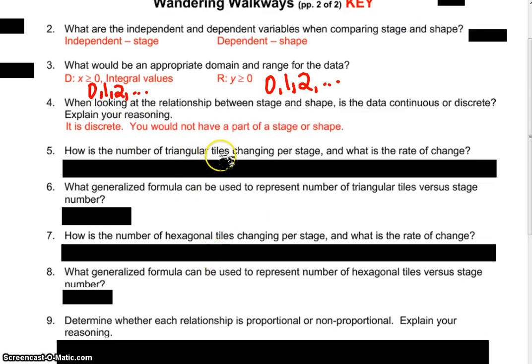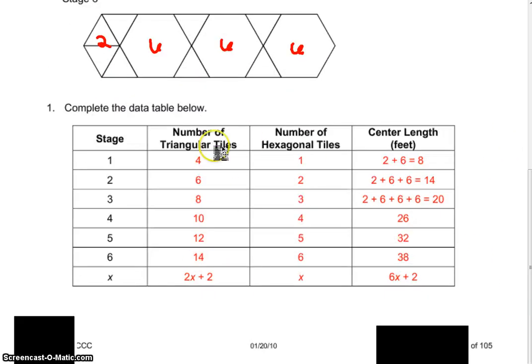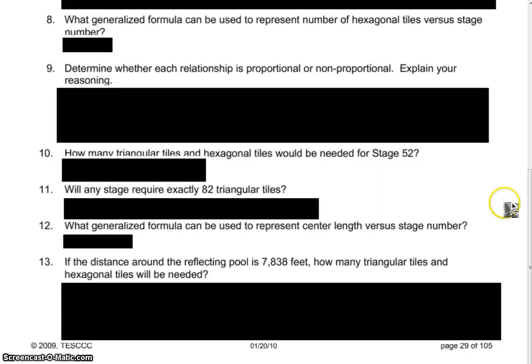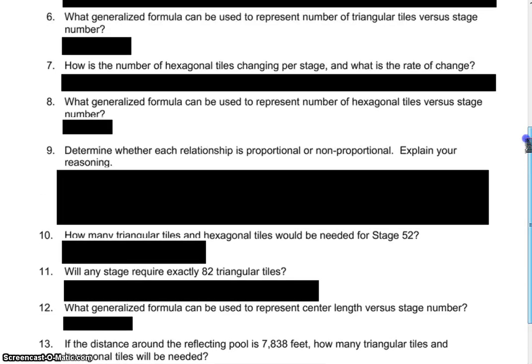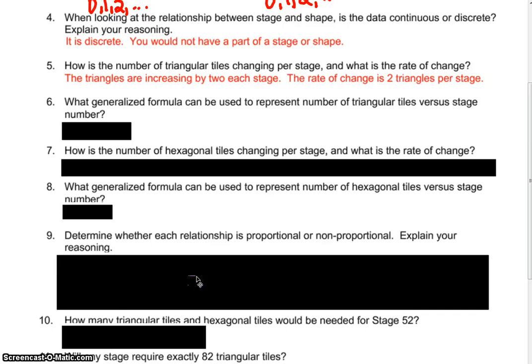How is the number of triangular tiles changing per stage? What is the rate of change? Rate of change, remember, means slope, which is the number in front of x. And so if you look at triangle, it's 2x plus 2. How's it changing each time? What is your slope? Well, the number in front of x is 2. So your answer here is 2. What generalized formula can be used to represent the number of triangular tiles versus the stage number? That's where we put it into STAT. We've got the equation written at the bottom. It is 2x plus 2.